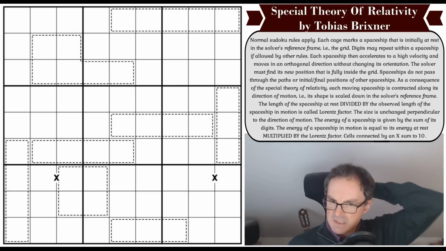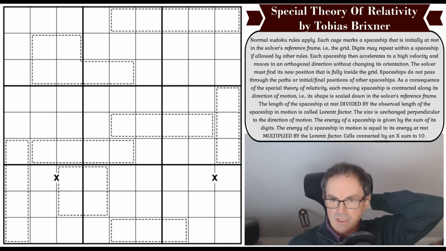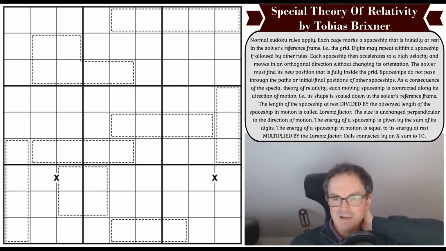And the energy of a spaceship in motion is equal to its energy at rest multiplied by the Lorentz factor. Cells connected by an X sum to 10. Well, that's a very prosaic finish to what must be the most daunting rule set I have ever read in a puzzle.